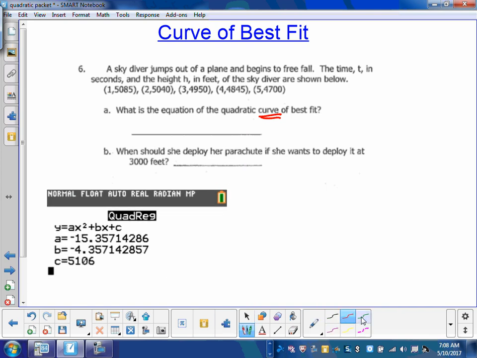So my equation is y equals negative 15.36x squared minus 4.36x plus 5,106. So let's look at the question.